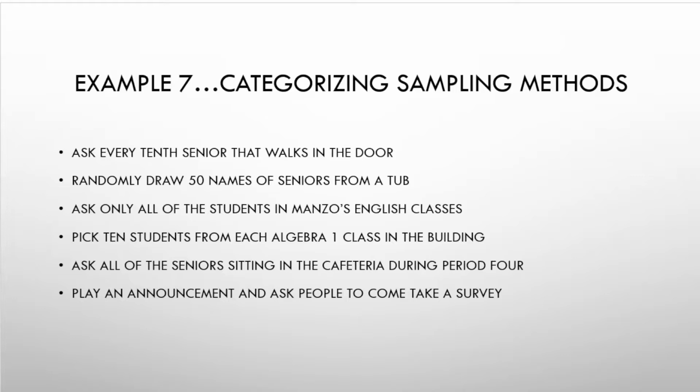Okay, our next one. Randomly draw 50 names of seniors from a tub. So here, assuming everything's put into some type of thing, whether it's a randomizing program, everyone has an equally likely shot. So this would be a random or simple random sample. You could abbreviate that as SRS.